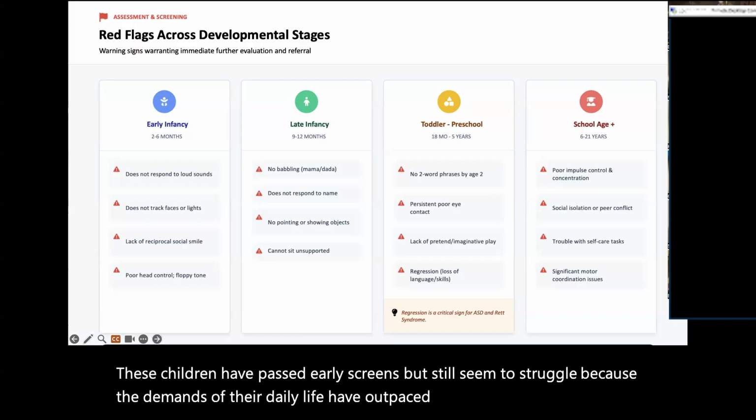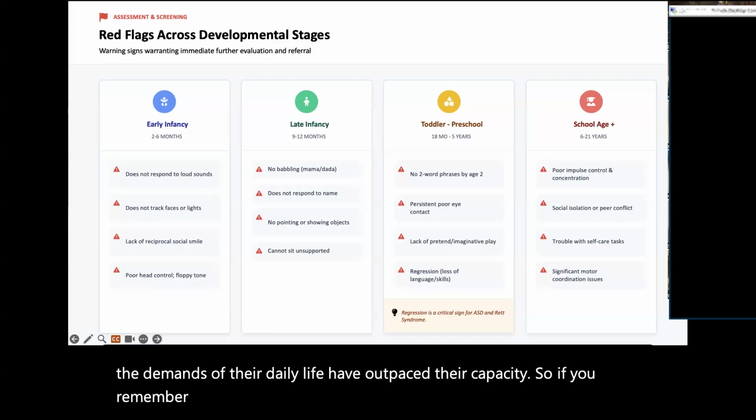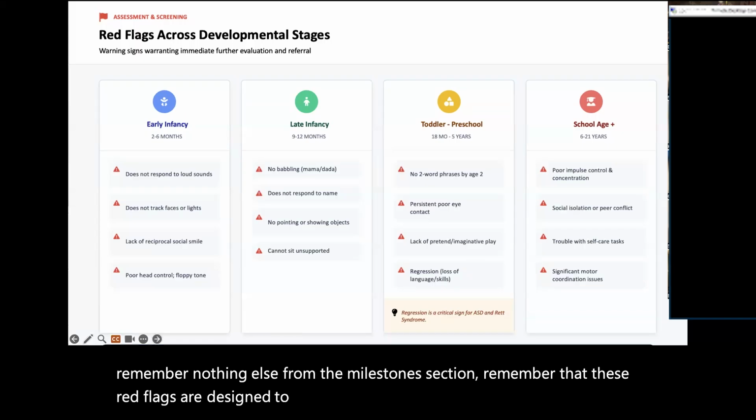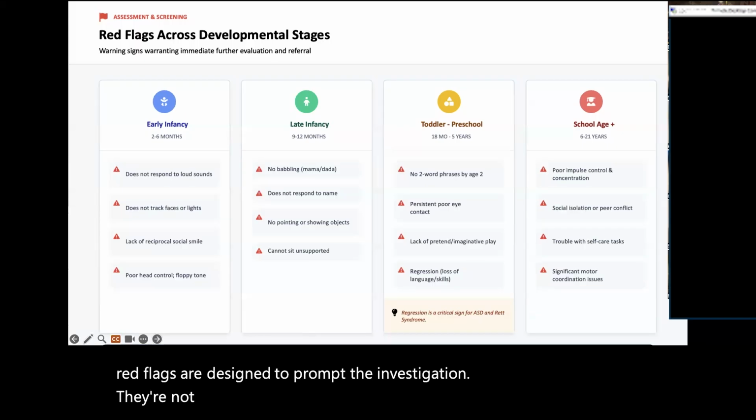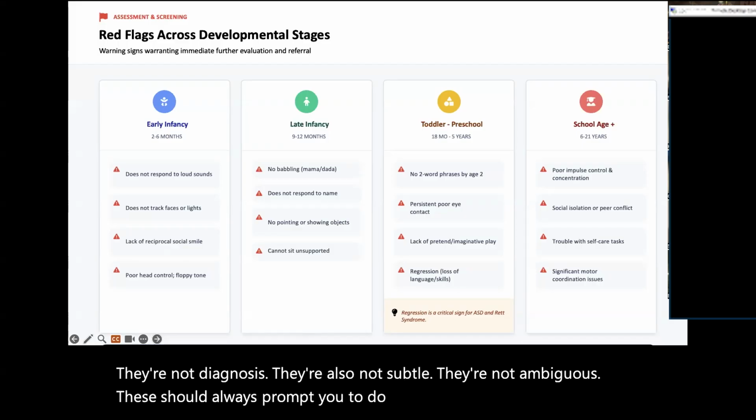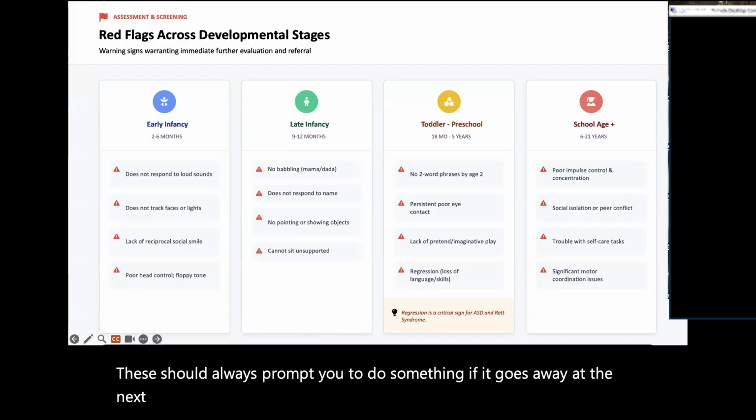So if you remember nothing else from the milestone section, remember that these red flags are designed to prompt the investigation. They're not diagnosis. They're also not subtle. They're not ambiguous. These should always prompt you to do something. If it goes away at the next visit, fine. If it persists, you need to do something.